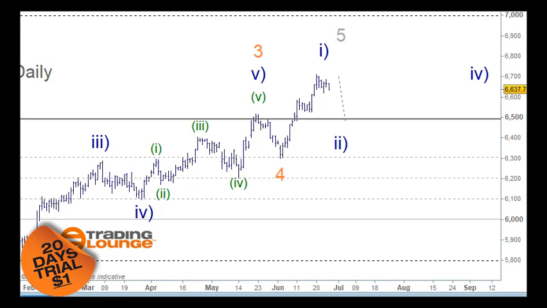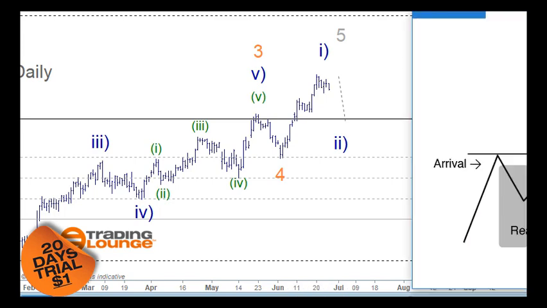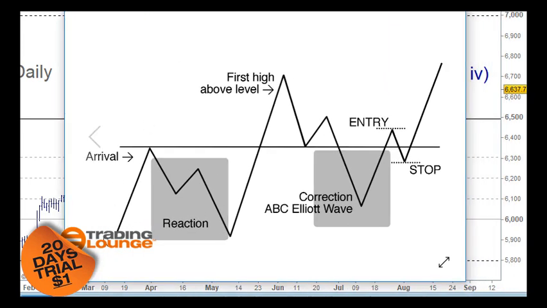The other point here, as I mentioned before, is that this particular pattern at a level here would be looked at in two ways. One is the classic trading levels pattern, which is the arrival, the reaction, and the first high above the level. So the picture that we use for that is this one here. So the arrival, the reaction in 3 waves, the first high above the level, which we look at in 5 waves here, and then we look for the corrective wave here, and then we look for support back up here.